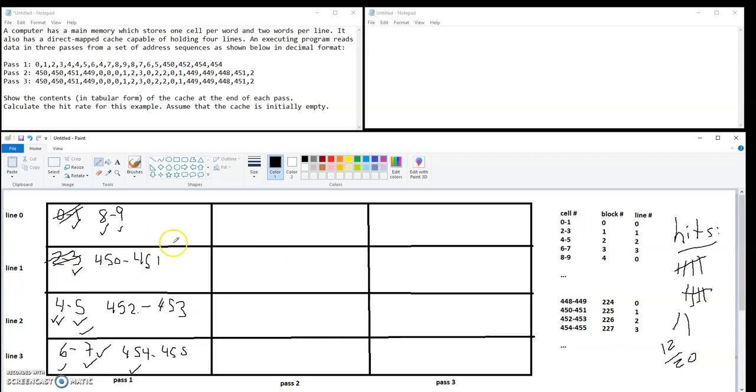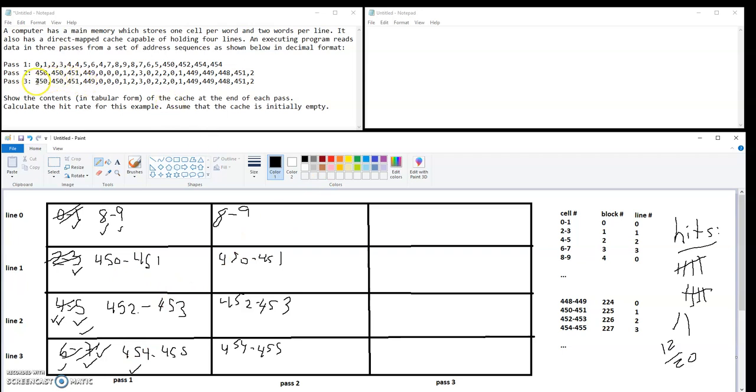Let's keep going. It says the cache is initially empty, but it's not empty now. At the start of the second pass, 8 and 9 are here. Whoops, I should have crossed those ones off. 450 and 451 were in here. Sorry, it's so messy. I'm doing my best. 452 and 453 were in here. And 454 and 455 were in here. If we had a bigger cache, we could have fit everybody in here. There wouldn't be this overwriting. But we don't have a bigger cache.